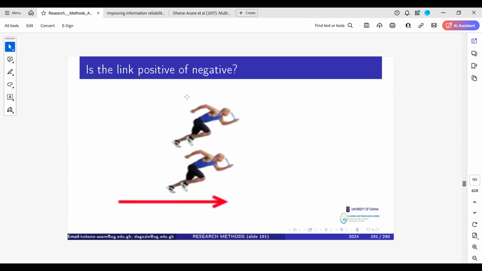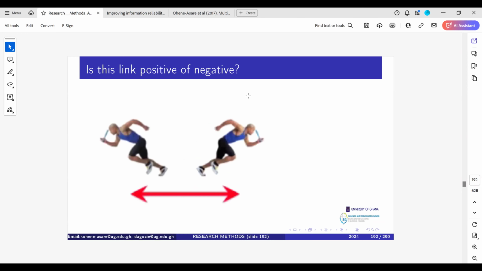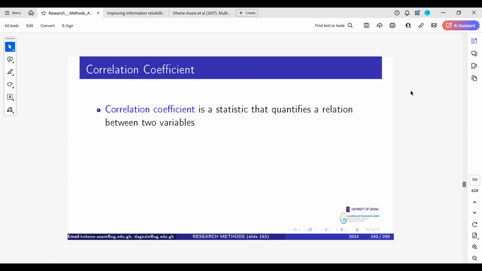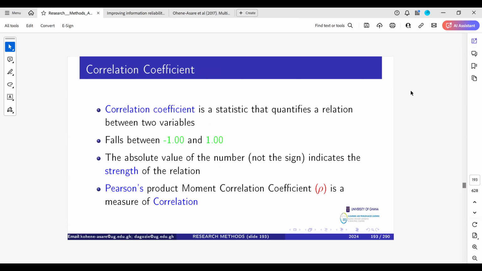Now, on your screen, the relationship here, is it positive or negative? Positive. What about this second one? Is it positive or negative? Negative. Okay, there is a statistic you can use to measure correlation. It's called Pearson's product moment correlation coefficient. You have to calculate it. We shall calculate it easily using Excel today. The value will tell you whether the relationship is strong or weak.